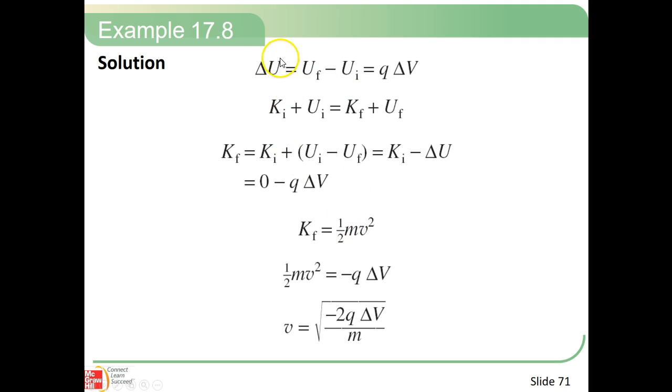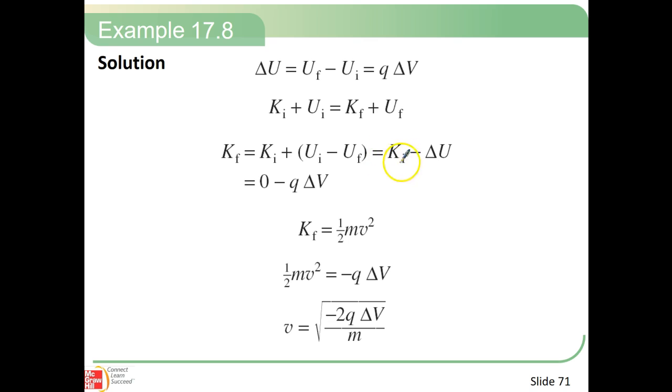Here's our equation. The change in potential energy is the final minus the original potential energy. But remember, we said that's also equal to the charge times the change in potential. So let's use our conservation of energy equation and rearrange it for final kinetic energy. We subtract U_F from both sides, and now we've got K_F equal to initial kinetic energy minus the change in potential, which we said was Q times delta V.